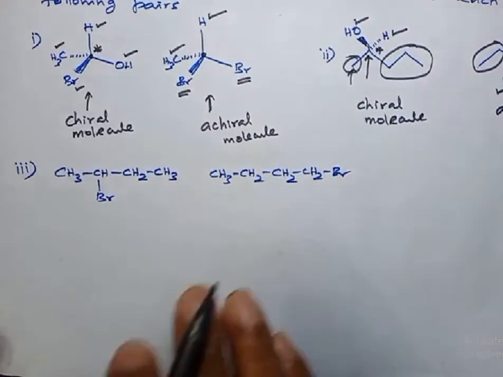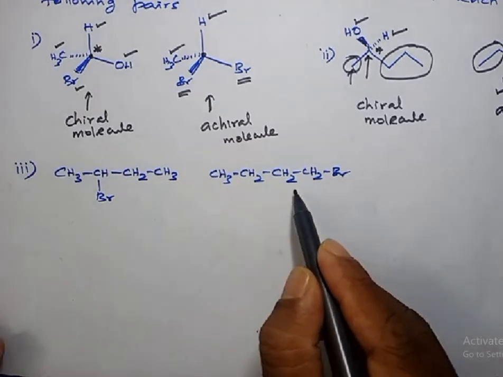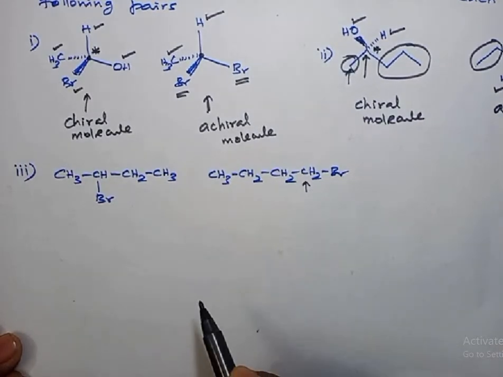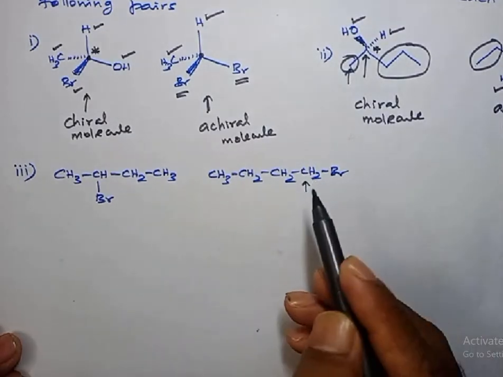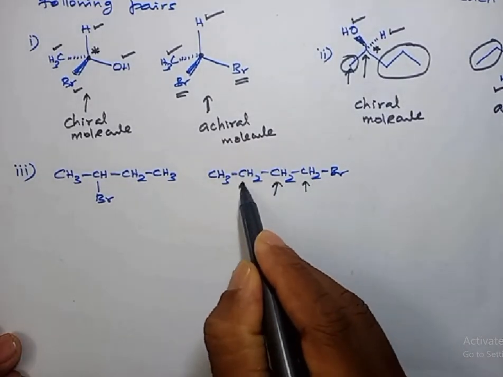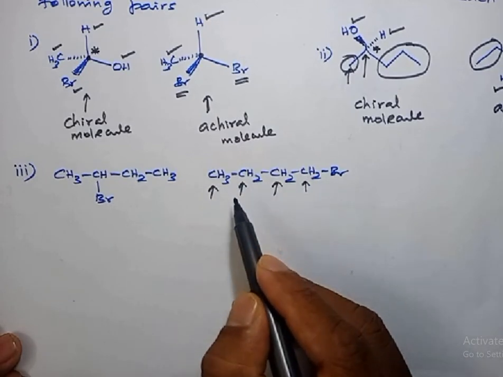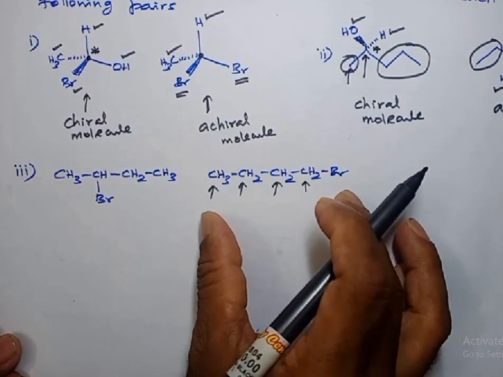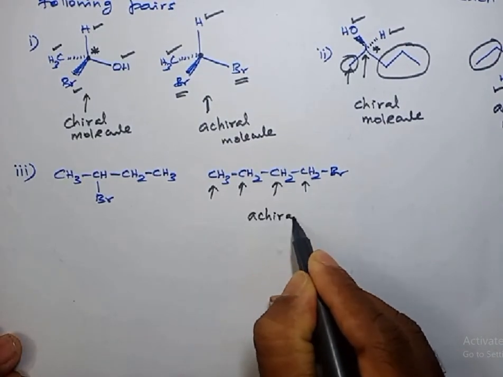Similarly, here also a pair of compounds is given. We need to identify which one is chiral. First let me focus on this molecule. Here we have CH2, which cannot be chiral, because the two hydrogen atoms are the same. This cannot be chiral, this cannot be chiral, this cannot be chiral. So none of the carbon atoms are chiral carbon atoms. Therefore, this molecule cannot be chiral. It should be achiral.